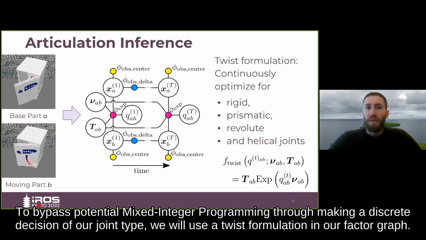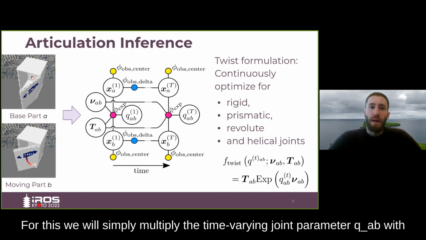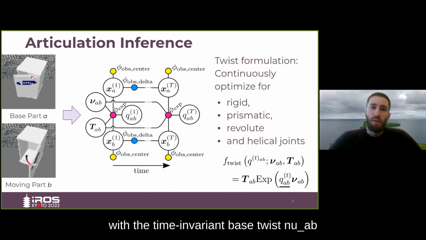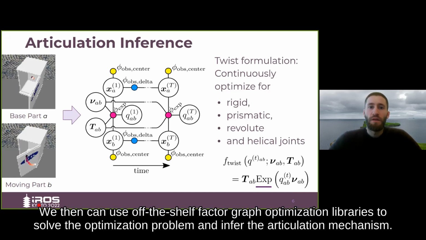To bypass potential mixed integer programming for making a discrete decision of our joint type, we'll use a twist formulation on our vector graph. Similar to the recent student work, this allows us to continuously optimize for rigid, prismatic, revolute, and helical joints without imposing any discrete choice. For this, we will simply multiply the time-varying joint parameter QAB with the time-invariant base twist nuAB, and through the exponential map, we get the transformation between the base part and the moving part at a specific time step T. We then can use off-the-shelf vector graph optimization libraries to solve the optimization problem and infer the articulation mechanism.